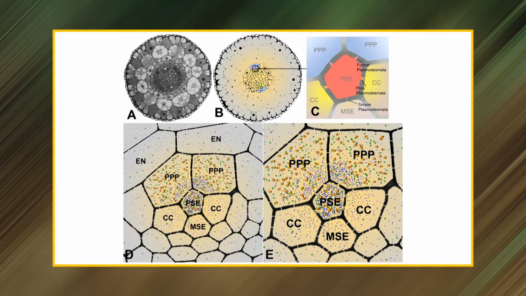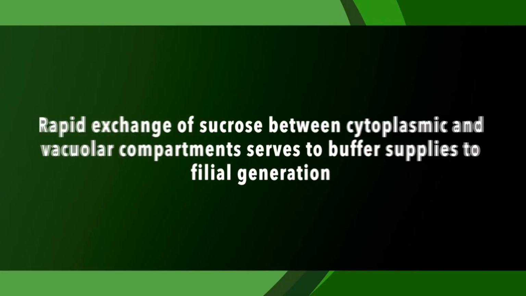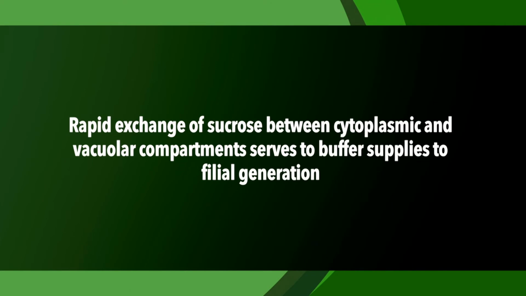The symplasmic concentration of sucrose that moves through the post-sieve element pathway is regulated by vacuolar buffering, metabolism, and retrieval of sugar leaked to the epiplasmic compartment. In the maternal tissues of developing seeds, rapid exchange of sucrose between cytoplasmic and vacuolar compartments serves to buffer supplies to the filial generation. Turnover of stored starch may contribute to the maintenance of this sucrose transport pool.